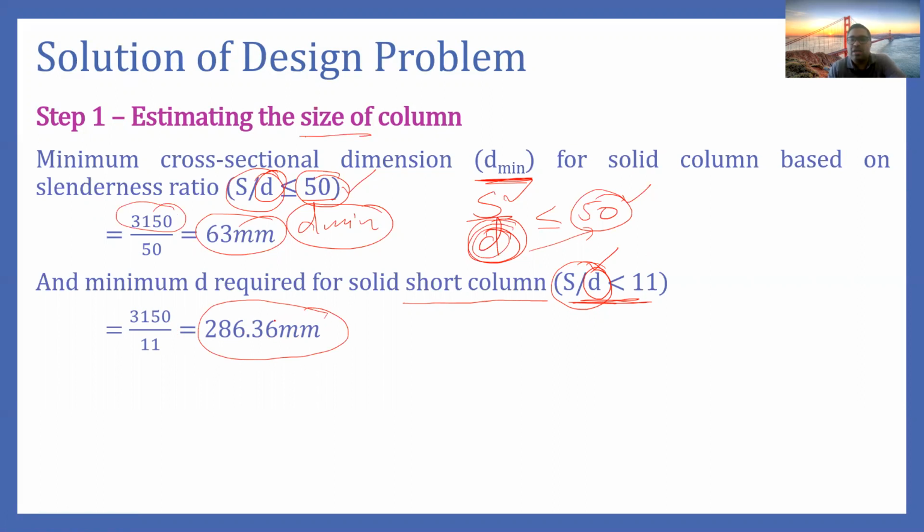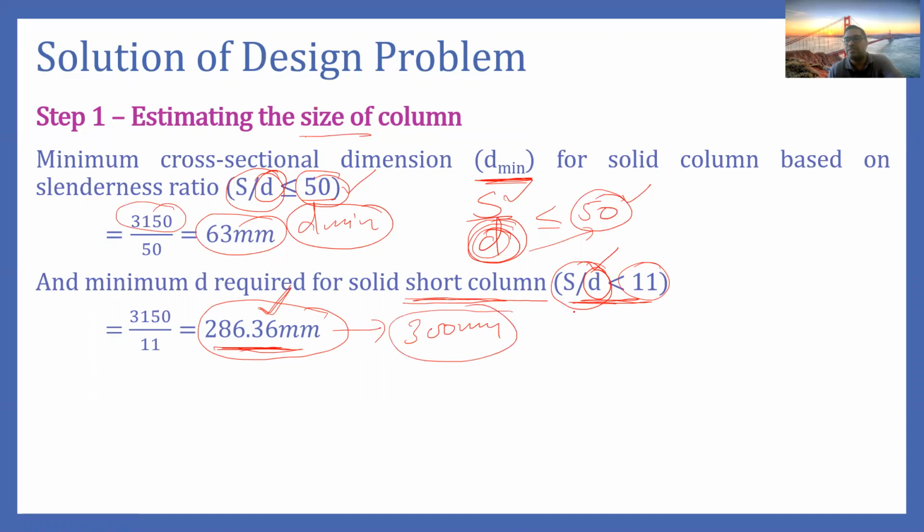So now we have an idea. We will first assume that we will be designing a short column. For a short column, we have equated S by D with 11, and the value comes out as 286. If we round off this value to the higher side, then this S by D ratio will always be less than 11. So therefore, we will round off this value to say 300 mm.